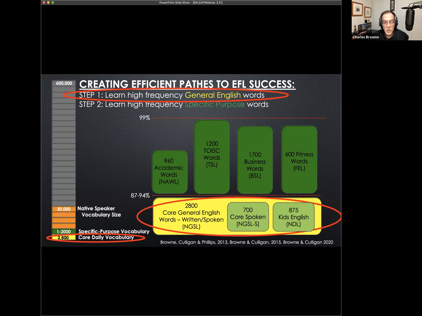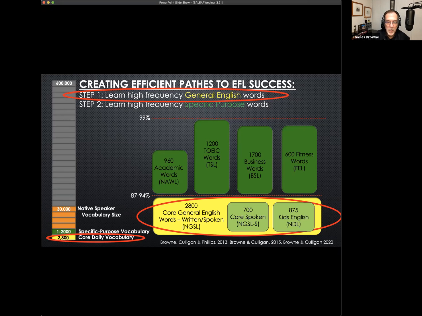The New General Service List is in yellow. And I put it in yellow because I consider that to be core daily vocabulary. These are the words that every language learner, regardless of their purpose, should be learning first, because they occur everywhere in daily life.